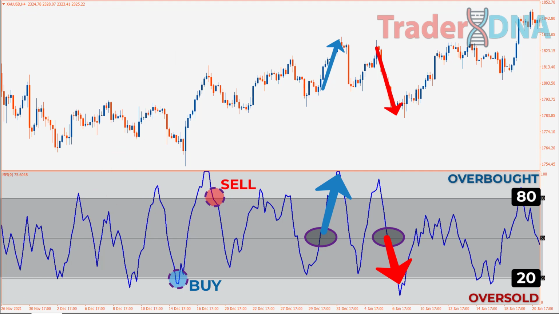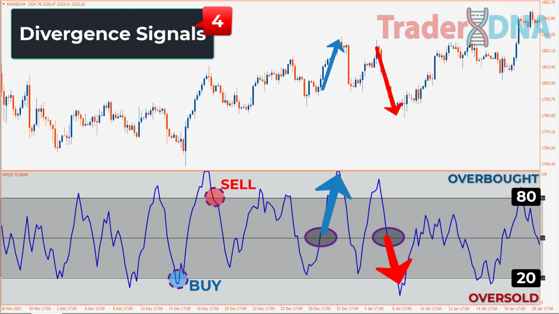Fourth, divergence signals. Divergence between price action and the MFI can indicate potential reversals. For example, if a stock's price is making higher highs while the MFI is making lower highs, bearish divergence, it may signal weakening buying pressure and a possible trend reversal to the downside.